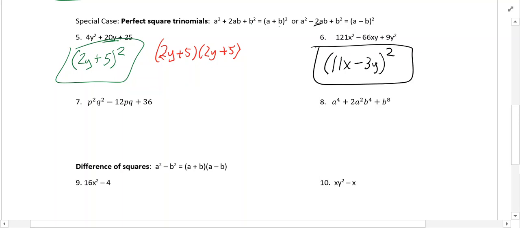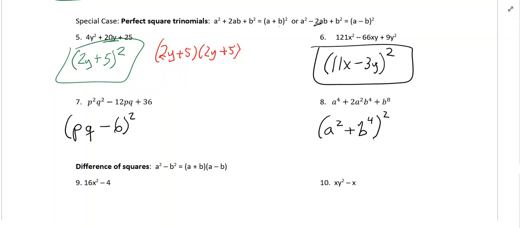Okay, so I want you to go ahead and pause the video and see if you can do numbers 7 and 8. All right, so let's go ahead and see how you did. These two are both perfect square trinomials because when you took the square root of p squared q squared, you got pq. When you took the square root of 36, you got 6. Since this is minus, we put the minus sign in the middle. When we checked it, pq squared is p squared q squared, and 6 squared is going to give us 36. When you multiply these together, you get negative 6pq, times 2 is negative 12pq.